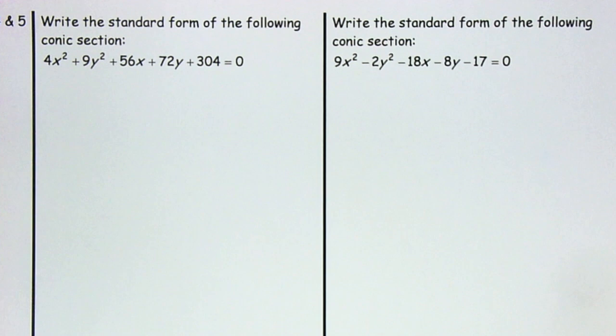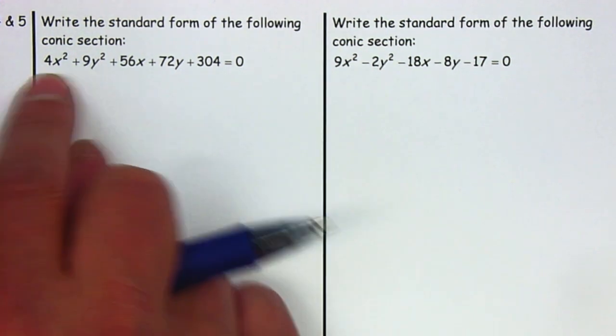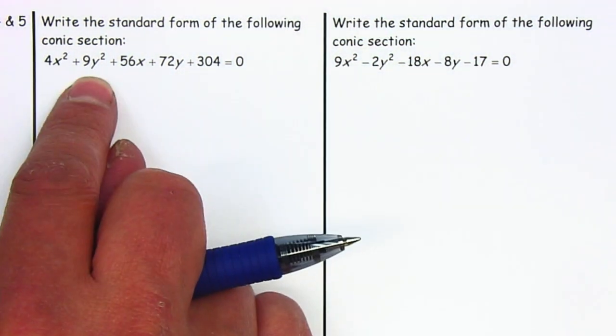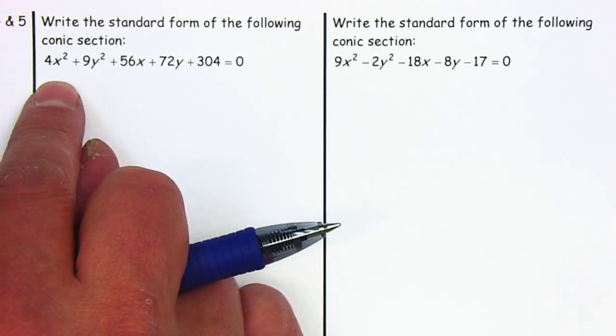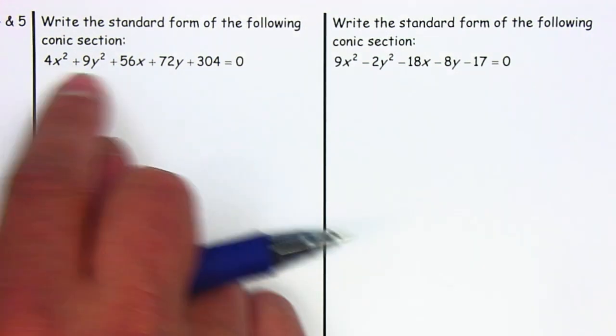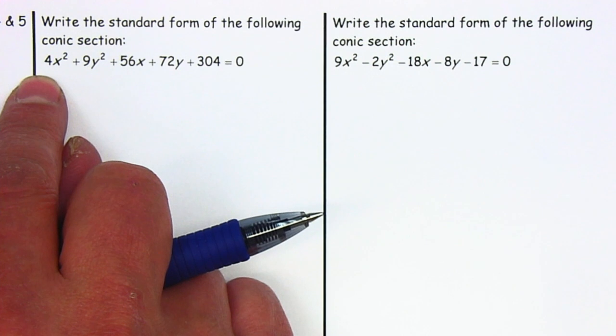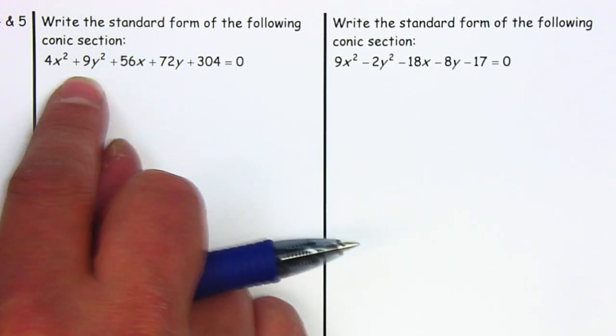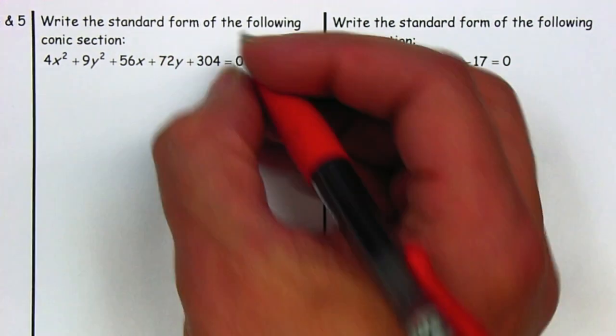First, I need to determine if this is an ellipse, hyperbola, parabola, or a circle. So let's say they both are x squared and y squared. They both are squared, so it's not a parabola. They both are positive, so it's not a hyperbola. And they have different coefficients, so this is an ellipse.